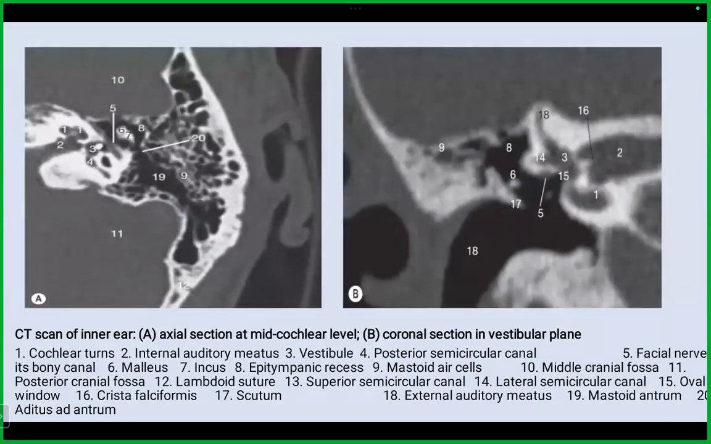This CT scan of the inner ear, A axial section at mid-cochlear level, B coronal section in vestibular plane, shows the cochlea, internal auditory meatus, vestibule, posterior semicircular canal, facial nerve bony canal, malleus, incus, epitympanic recess, mastoid air cells, middle cranial fossa and posterior cranial fossa, lambdoid suture, superior semicircular canal, lateral semicircular canal, oval window, crista falciformis and septum, external auditory meatus, mastoid antrum and aditus ad antrum.